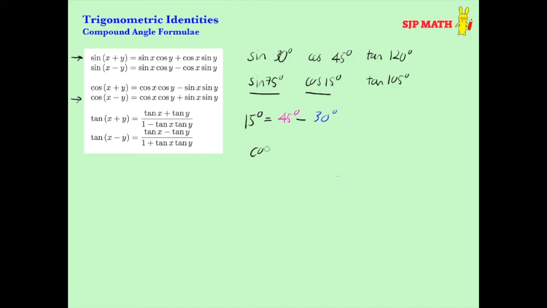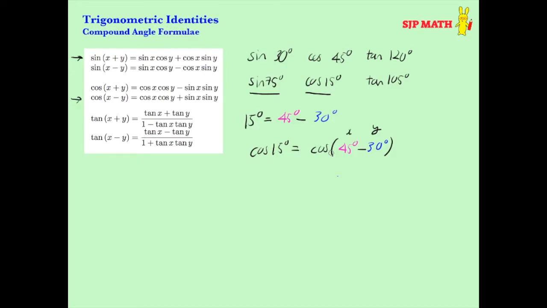So cosine of 15 degrees can be written as the cosine of, let's plug that in, 45 degrees minus 30 degrees. A lot of color changing. So here 45 is going to be x and 30 degrees is going to be y. And we're going to plug in these values and plug in our cosine and sine values that we already know and find the exact value of cosine of 15 degrees.